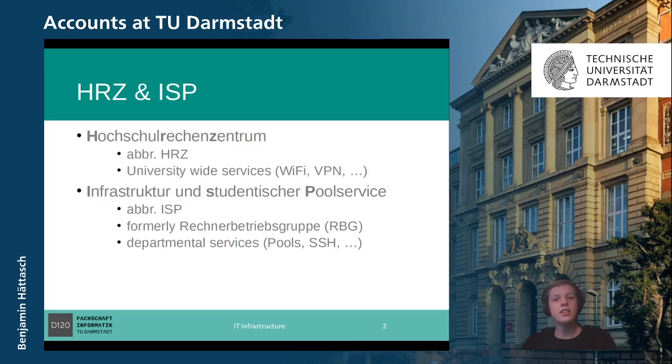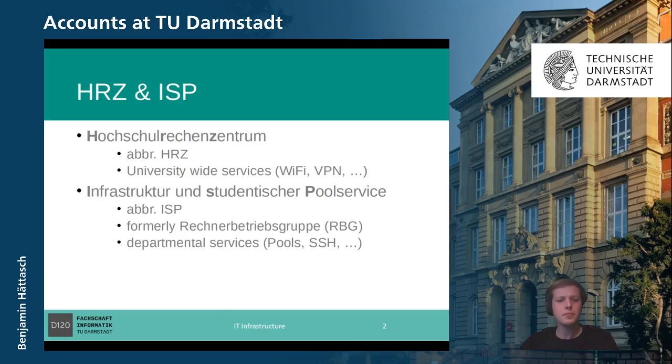And there is a second account which is needed for all the services that are provided, especially for people at the Department of Computer Science. This is done by the ISP, Infrastructure und Studentischer Pool Service, which were formerly called Rechnerbetriebsgruppe, short RBG. You will probably find the old abbreviation at some places. And they provide services especially for people at our department, like the computer pools in the basement of the building, or access to other computing resources.